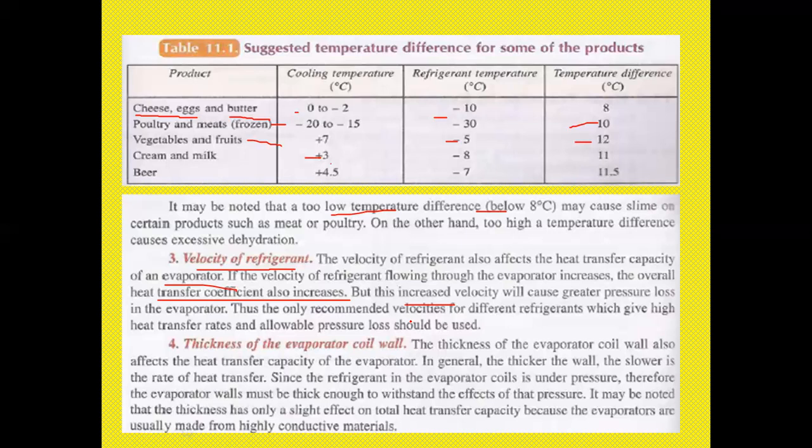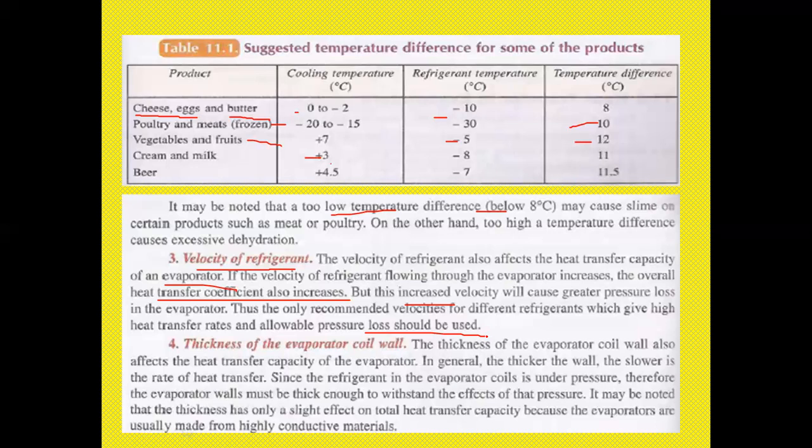Now see here, if the velocity is increased, it will cause greater pressure loss in the evaporator. Only the recommended velocities for different refrigerants which give high heat transfer rates and allowable pressure loss should be used, right? So in this way also we can plan for the velocity of refrigerant.